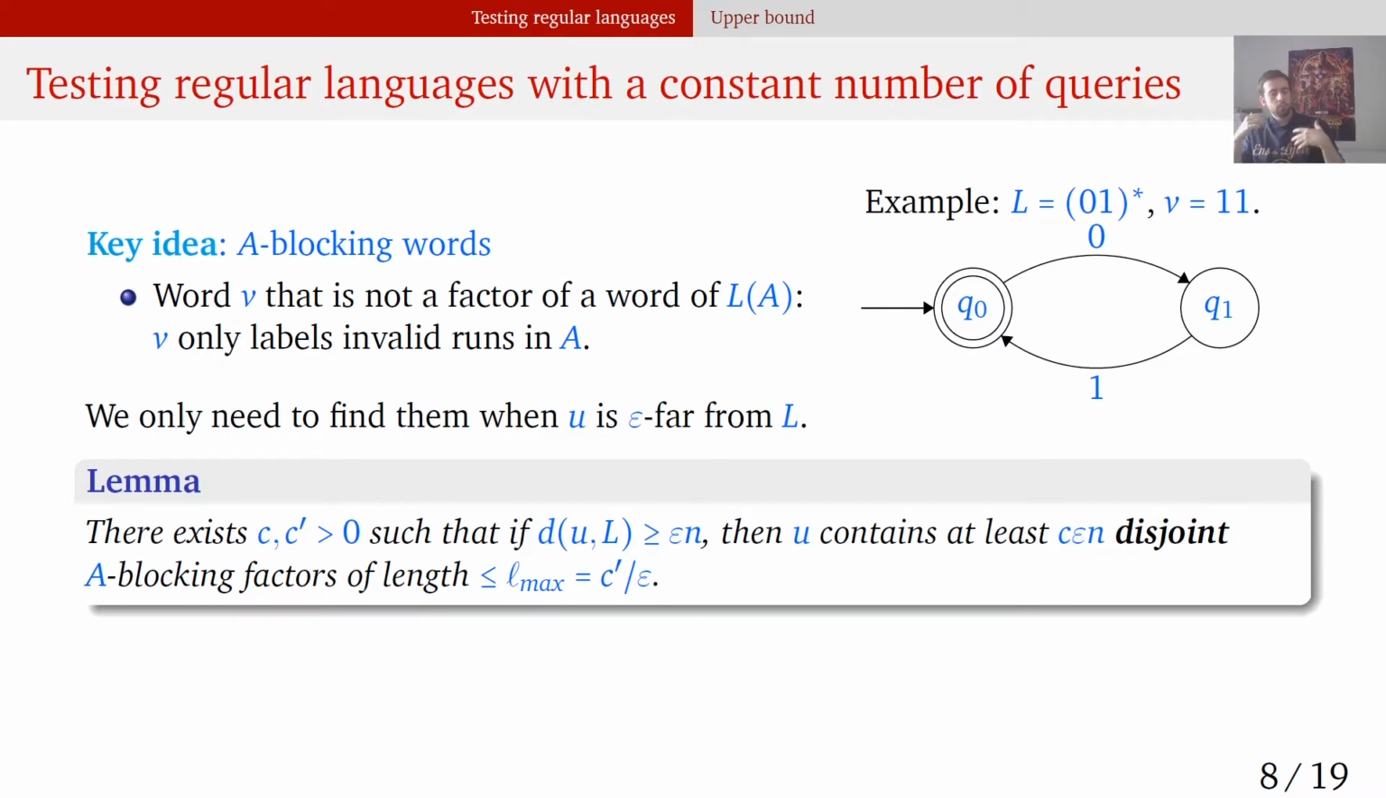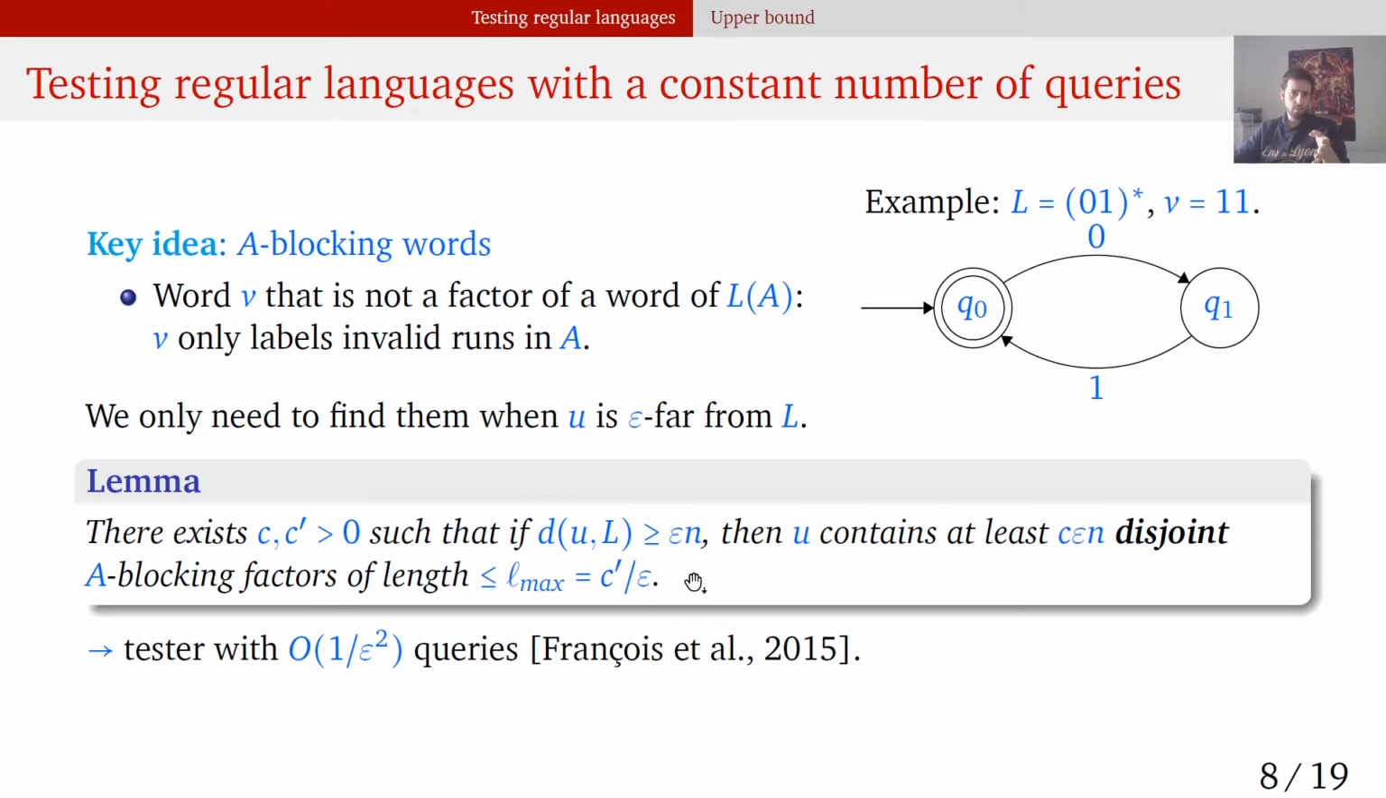And so notice that we only have to find one when the word is epsilon far from the language. And so we can actually prove that when the word is epsilon far from the language, then it contains at least c epsilon n disjoint A-blocking factors of length which is bounded by c over epsilon. And this is sufficient to obtain a tester that makes one over epsilon queries. This is basically the tester of François et al.